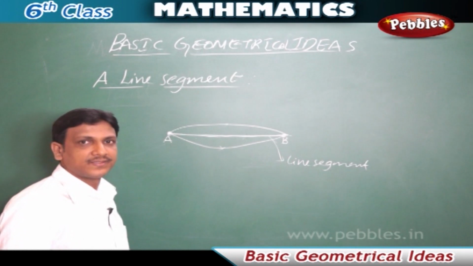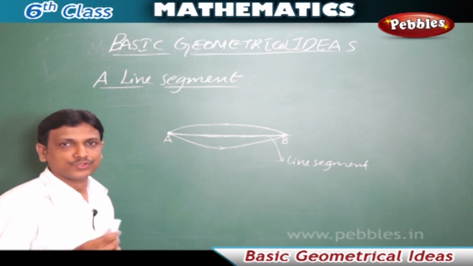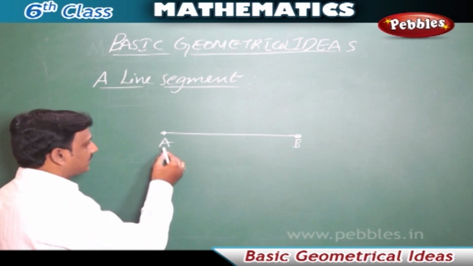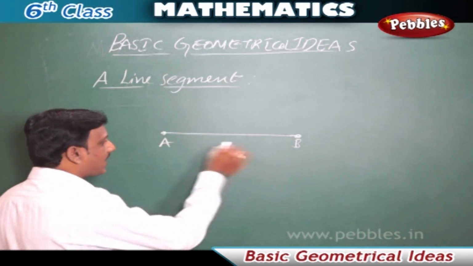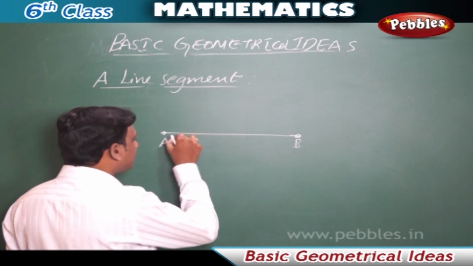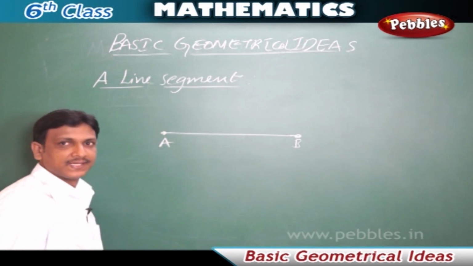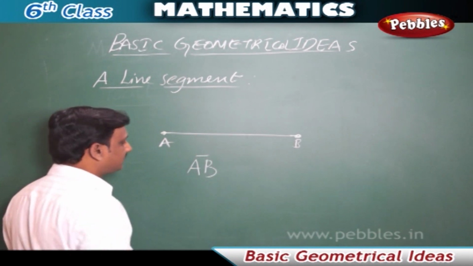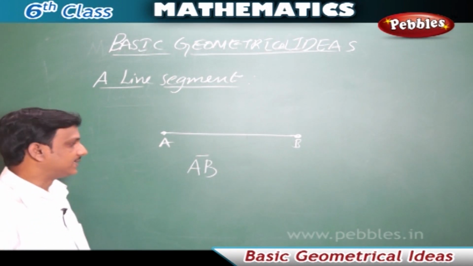So a line segment is a line which joins 2 points. Now how do we denote a line segment? Here is a point A and B. The line between these 2 points is called segment AB. How do you write it? AB with a bar on top. This is segment AB.